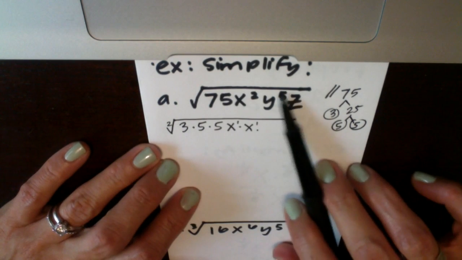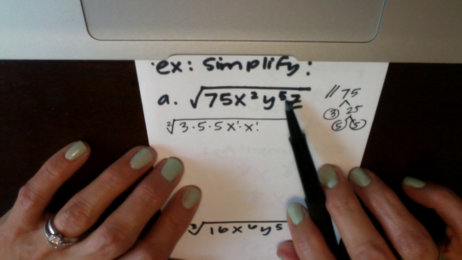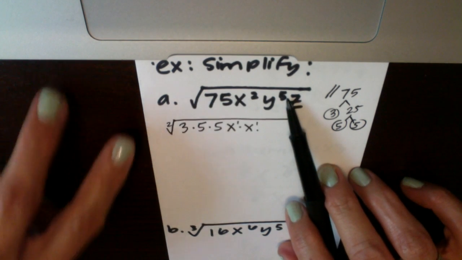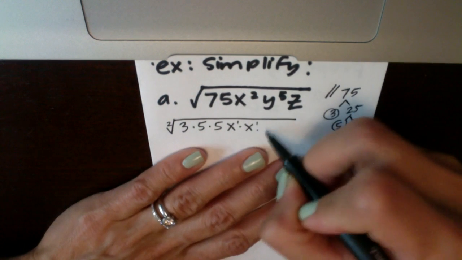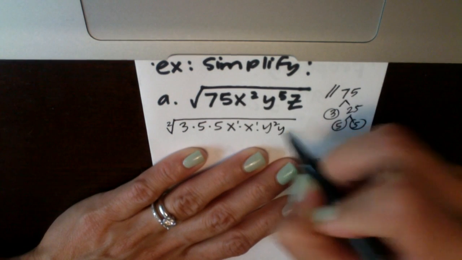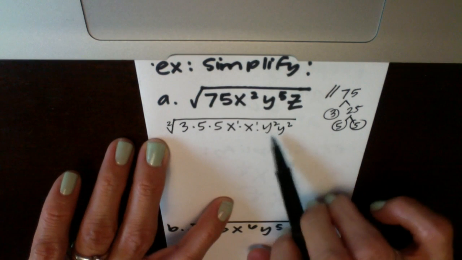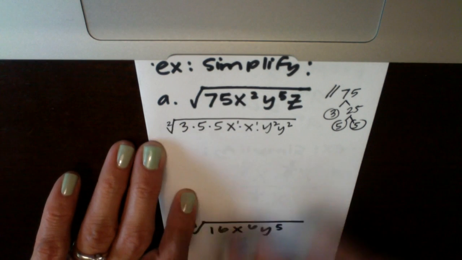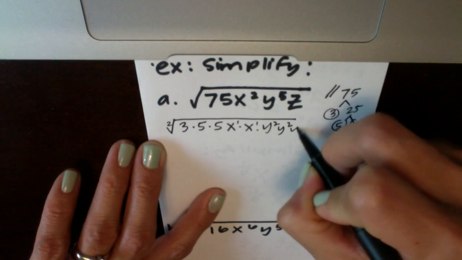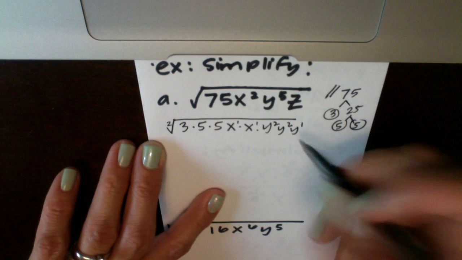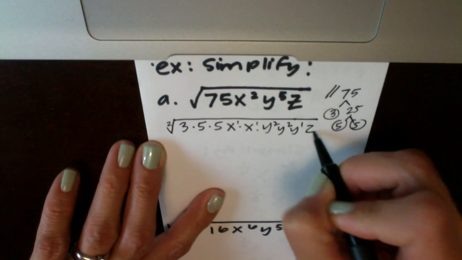So 2 goes into 5 how many times? The answer is 2. So what we're going to do is we're going to write y squared, and we wrote the answer y squared twice, again because of the square root, but there still is 1 left over to make a total of y to the 5th. And then we're just going to drop down this z.